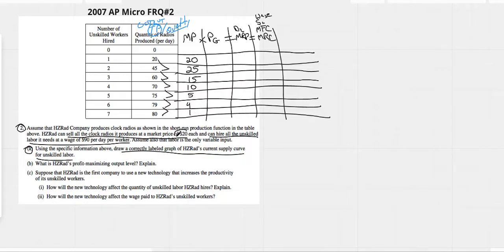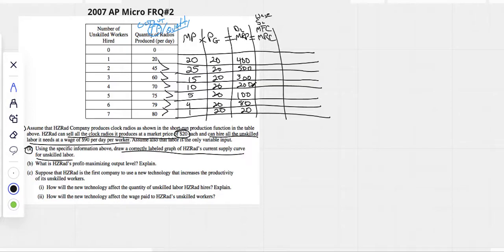They told us the price of the good, $20. So it's $20 for every radio produced, all the way down. Now it's just marginal product times the price of the good to give us our marginal revenue product. 20 times 20 is 400. 25 times 20 is 500. 15 times 20 is 300. 200. 100. I kind of messed that one up. Give me a second. Let me fix that. So 300, 100, 20, 40, 60, 80, and 20.